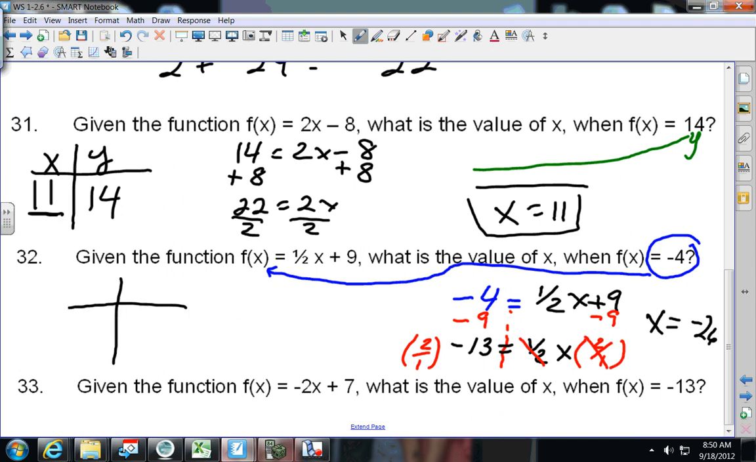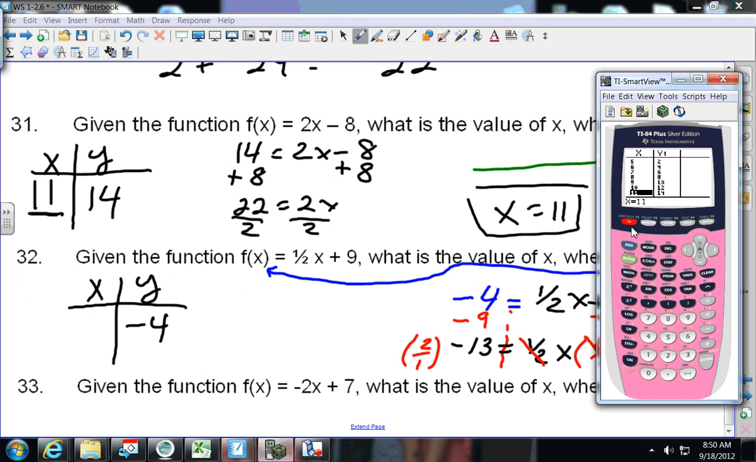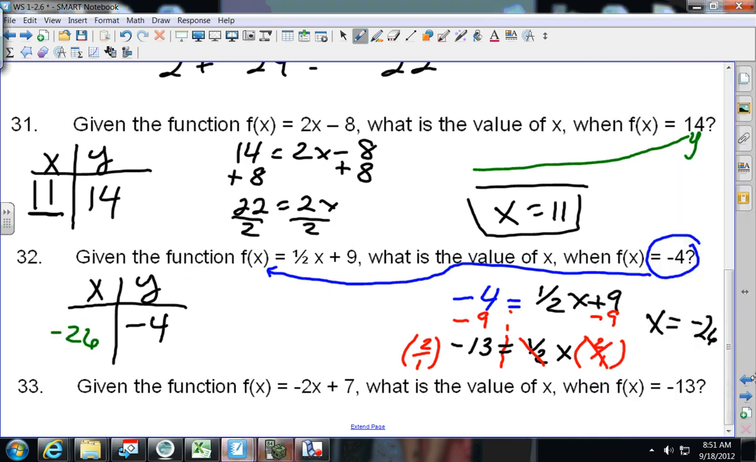Using the calculator, you're looking to see where y is -4. So you would go in the calculator, go to y equals, put in there 1 divide 2, x plus 9, and press second graph. You would go and look where y is -4. Have to go a little ways down here. There it is, -26, which is what I got for my answer here.